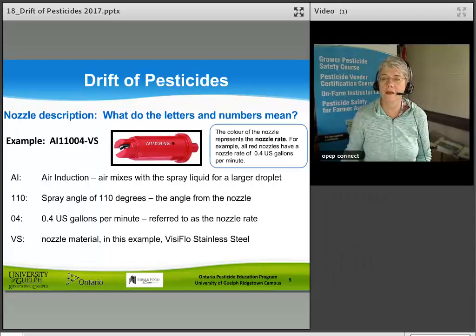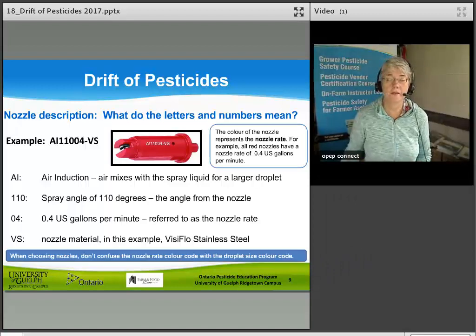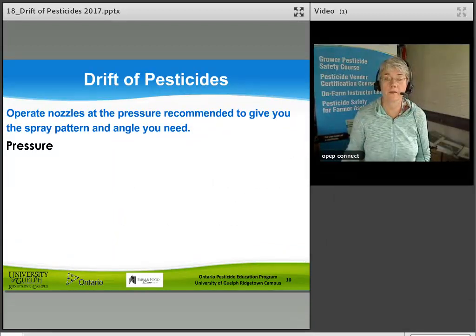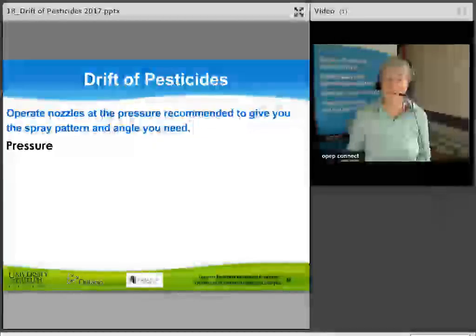The color of the nozzle represents the nozzle rate. For example, the red nozzles have a nozzle rate of 0.4 US gallons per minute. So this is a different color code than the one for the droplet size that relates to the catalog colors. This is the actual color of the nozzle, and that relates to the US gallons per minute flow rate. When choosing nozzles, don't confuse the nozzle rate color code with the droplet size color code. All right, operate nozzles at pressures recommended to give you the spray pattern and the angle you need.